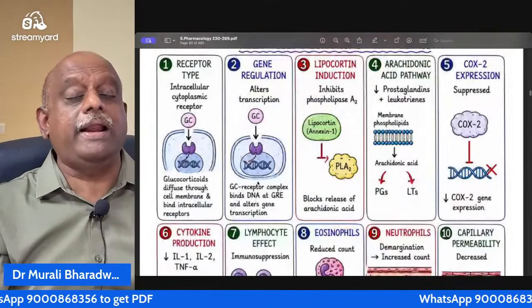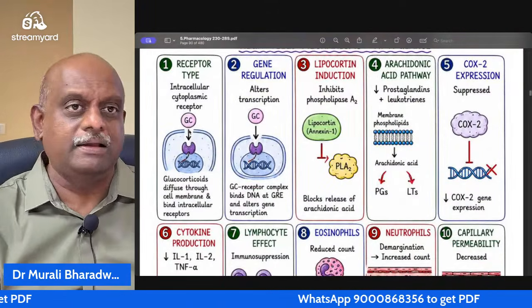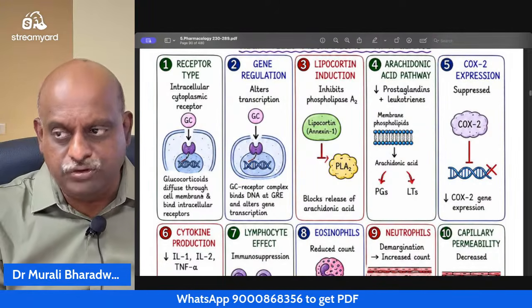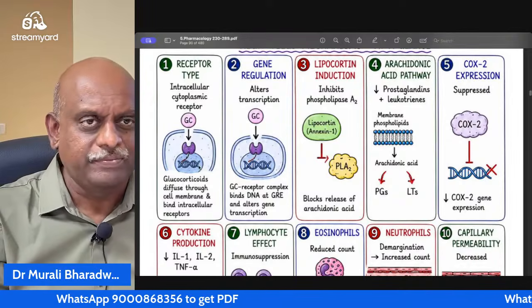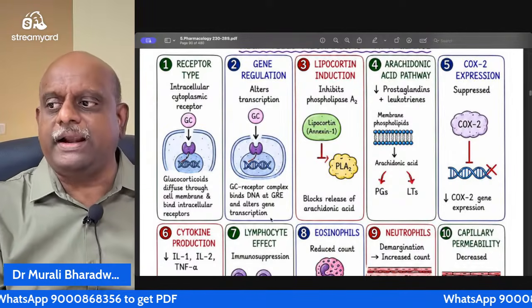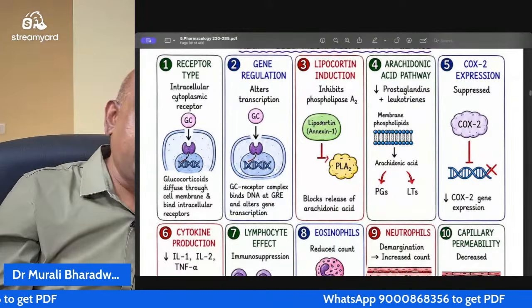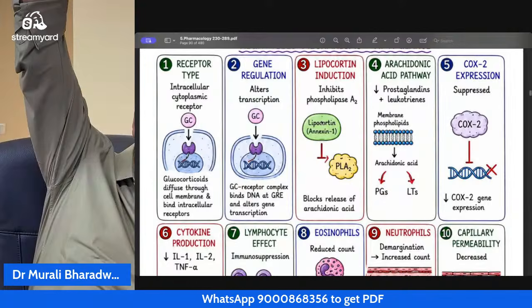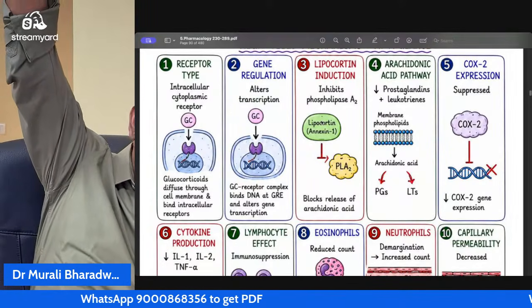So where does steroid act? It acts on the intracellular cytoplasmic receptor. It diffuses across the cell membrane and binds the intracellular receptor, goes to the nucleus, and alters the transcription. That is the reason if you give steroid, it takes your grandson to be born when it shows effect, not immediately, except hydrocortisone.